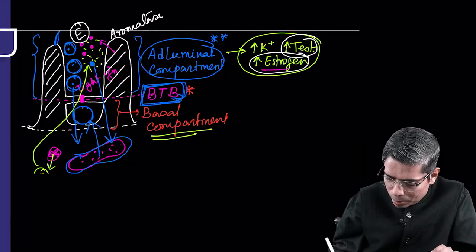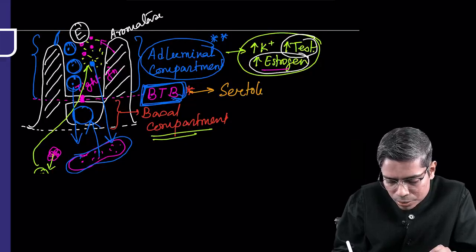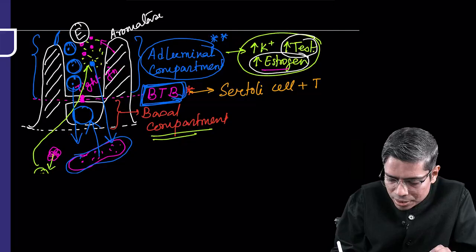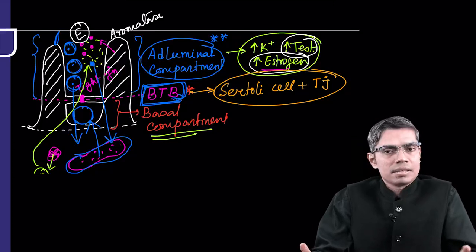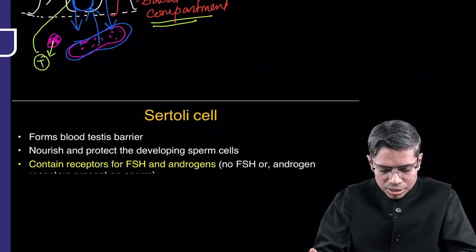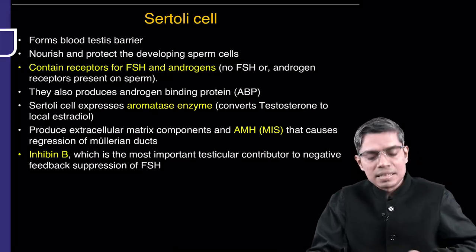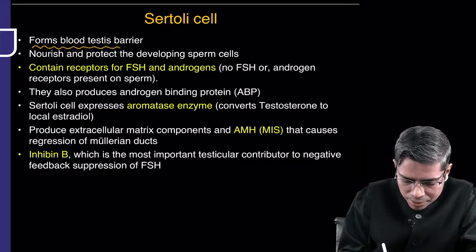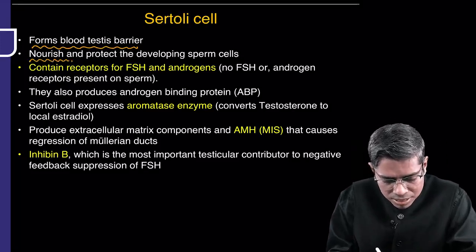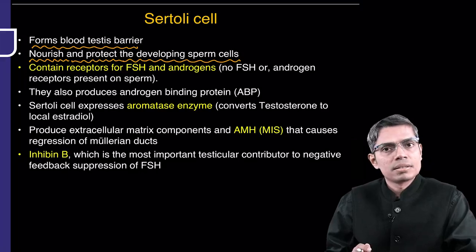So if I ask you the last question, who forms the blood testis barrier, your answer is the Sertoli cell, obviously, along with the tight junctions. That is what forms the blood testis barrier. So what is the function of the Sertoli cell? The Sertoli cell has many functions. Certain functions we have discussed and certain functions are yet to be discussed. So look at here. First, it forms the blood testis barrier. We have discussed that, and I told you it's like a mother for the process of spermatogenesis. So it nourishes and protects the developing sperm. Okay, this is also done by the Sertoli cell.